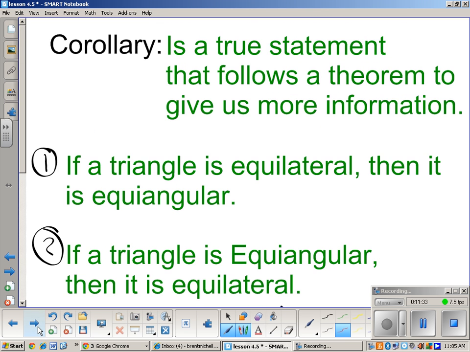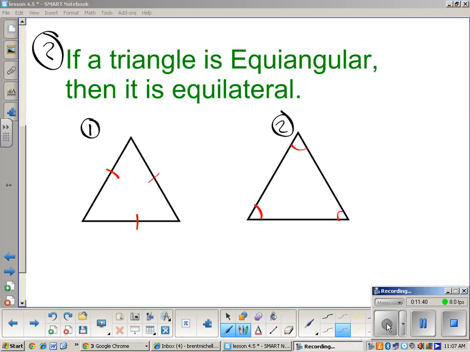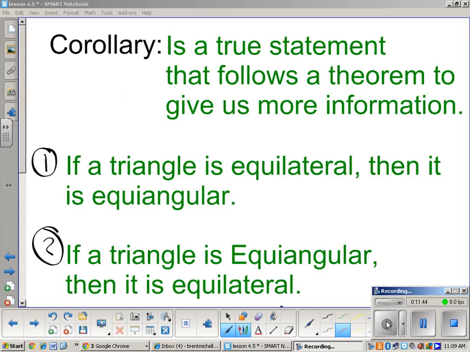All right. Corollaries. These are a little long-winded, so I'll give you time to read. Number 1. Corollary is a new term for you. This is the first time you've ever seen it in this class. A corollary is a true statement that follows a theorem to give us more information. Remember, a theorem is a statement that is proven to be true.